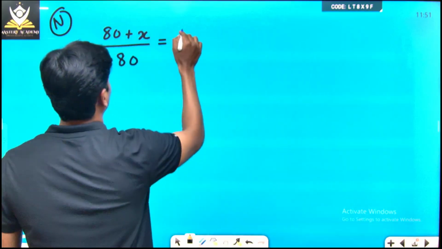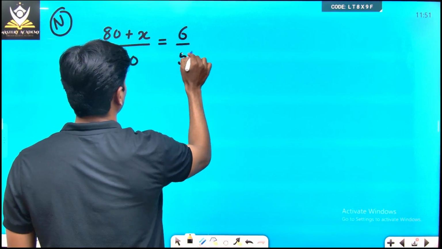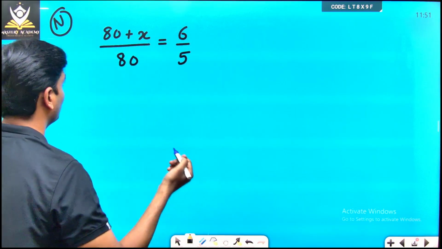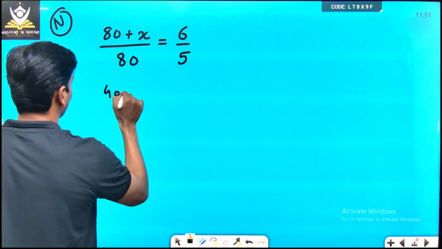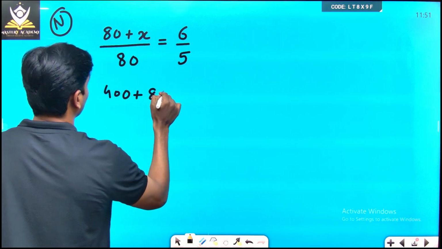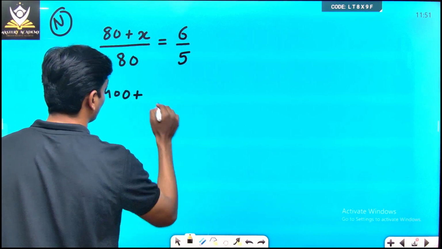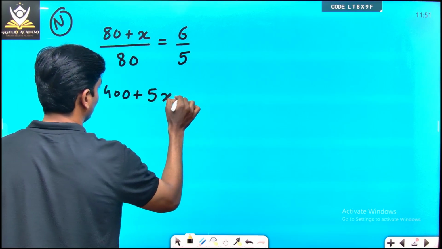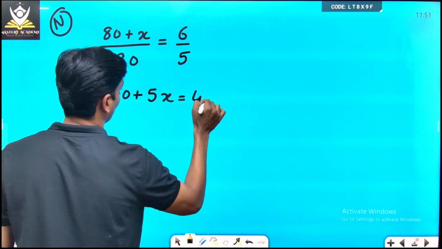So 6:5 is the new ratio. Now you will have to simplify for the value of X. This is given to be 400 plus 5x. I'm writing the values directly. 400 plus 5x will be equal to 480.